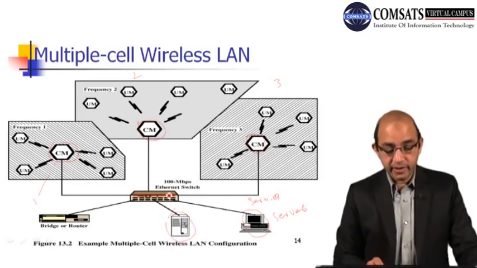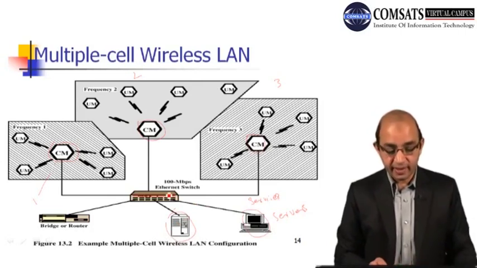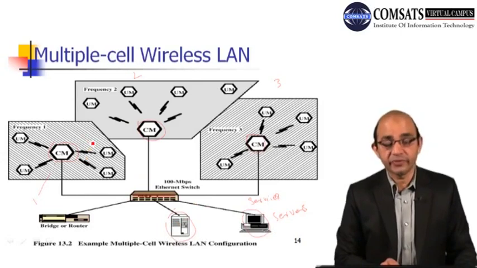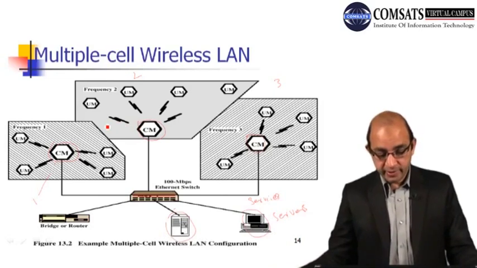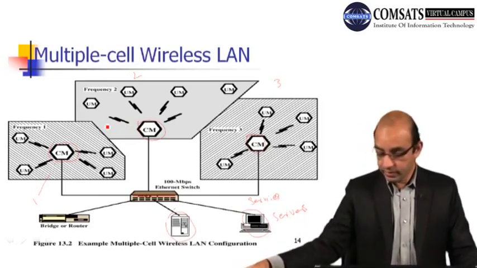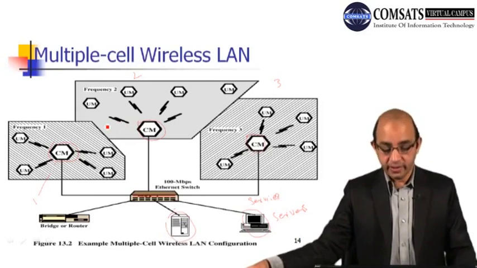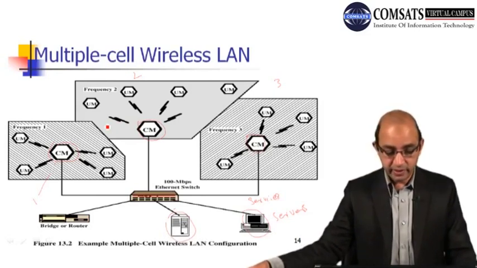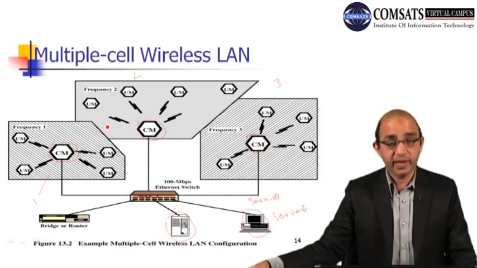So you can see that we have a multiple cell wireless LAN, right? So each cell is using a different frequency, and we have different access points and different nodes, PDAs, laptops accessing the cellular wireless connectivity.